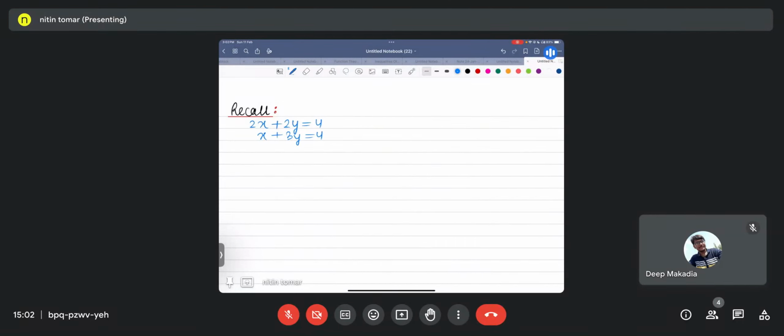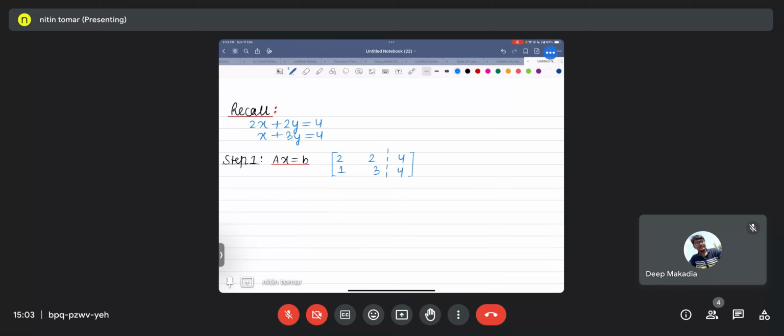Now, if you convert this into the matrix form, can you tell me what will be the matrix form? It will be a 2 by 2 matrix: 2, 2, 1, 3, and on the right hand side you will have 4, 4. Correct?